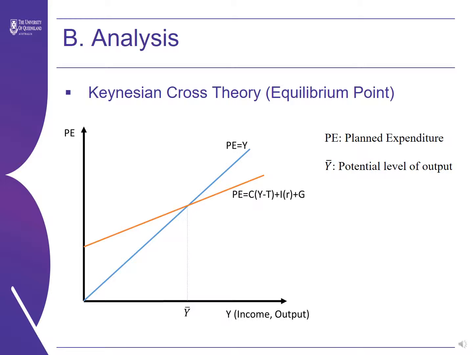Here, the planned expenditure or aggregate expenditure curve is upward sloping since consumers will have larger demand with a rise in disposable income, which increases with total output in the economy. The equilibrium condition of output in the long run is the potential level, Y bar, and the economy has a full employment level.